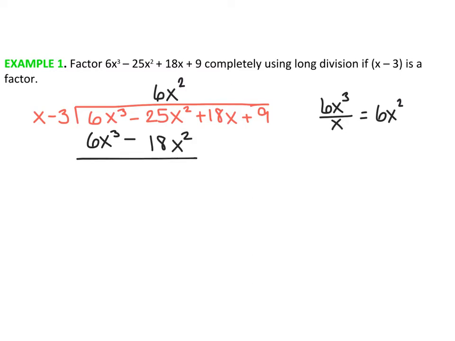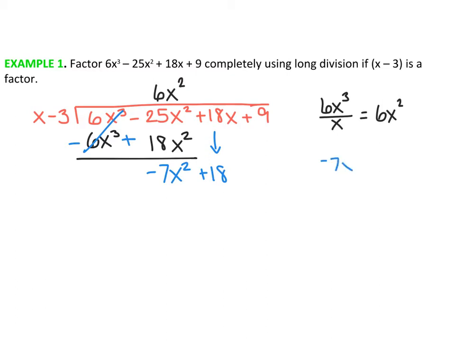Now the next step is to subtract in my long division algorithm. I do that by changing the signs on the bottom row. In other words, distributing my minus sign, and now it's addition. These first two cancel. They will always cancel, or you've made a mistake. Next, I would have negative 25x squared plus 18x squared would be negative 7x squared, and I bring down the 18x. I repeat my algorithm.